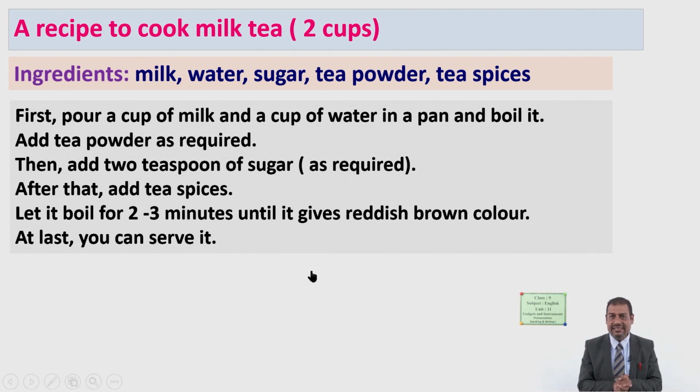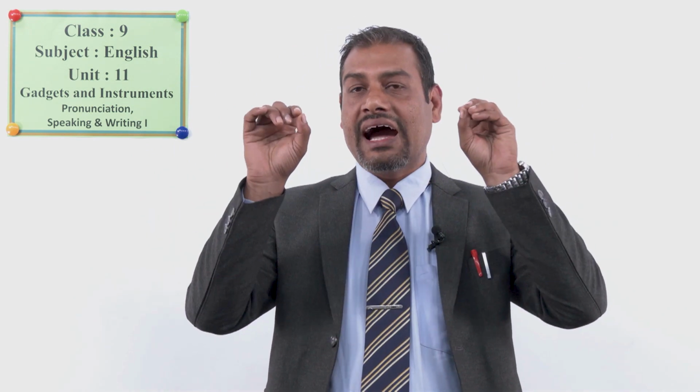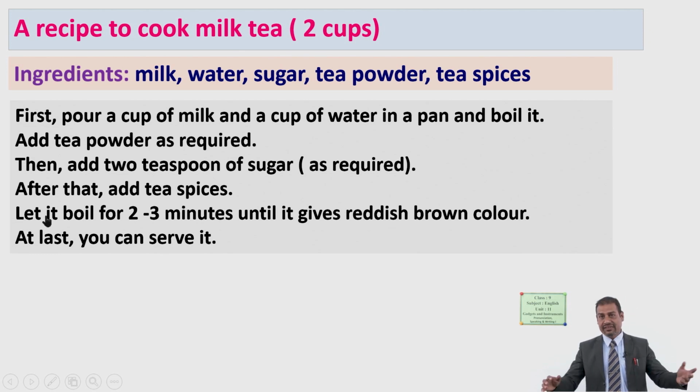So, have you got the idea about a recipe? Recipe means how to cook a particular food item. It is also looking like giving instructions. This is also instruction. But recipe is only related to cooking food item, but instruction means we can give for any type of activity. And while giving a recipe, we use the same linking words, like first, then, after that, and then. Have you got the idea?